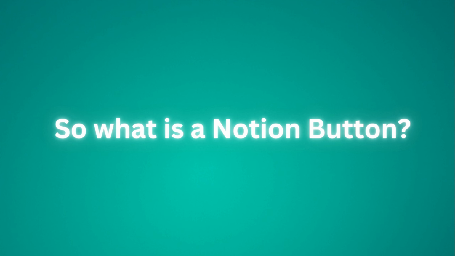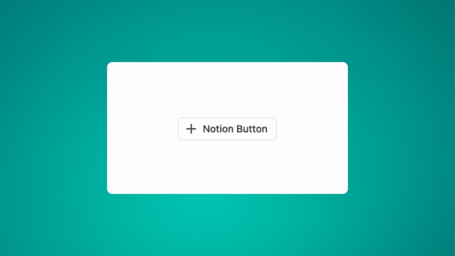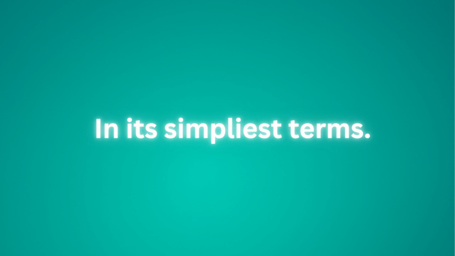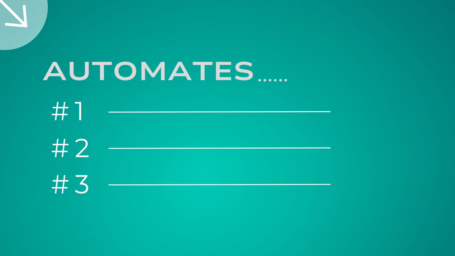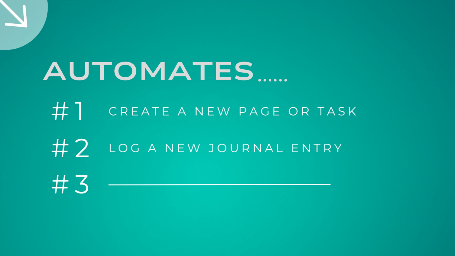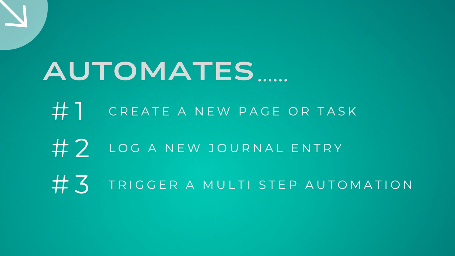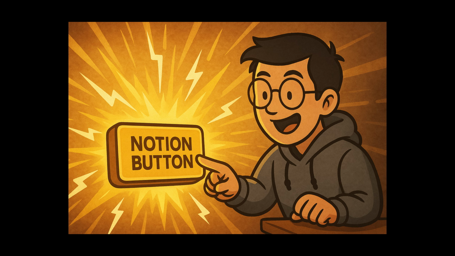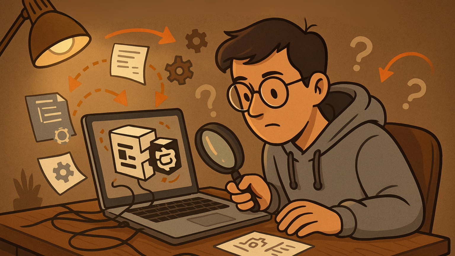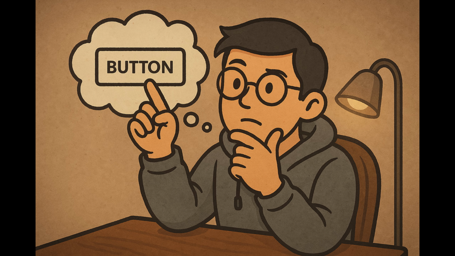So, what is a Notion button? Well, a Notion button, in its simplest terms, is a block that you can click to automatically do things like create a new page or task, log a new journal entry, or trigger a multi step automation within your workspace. And with Notion buttons, it's all possible. So you might be wondering, what does something like this look like?